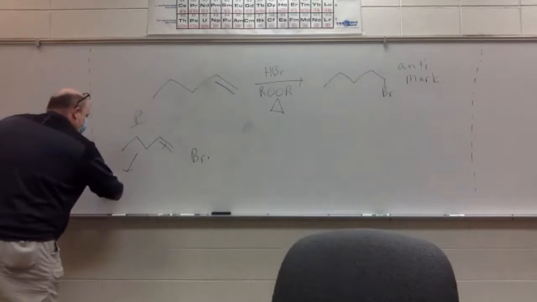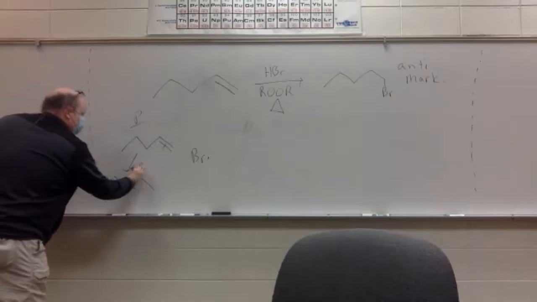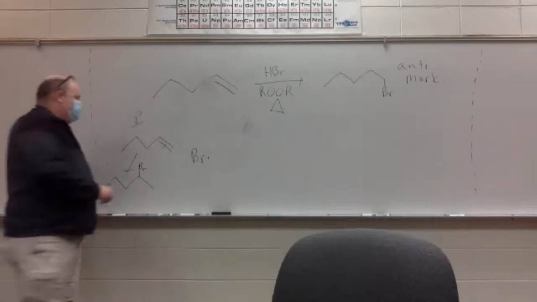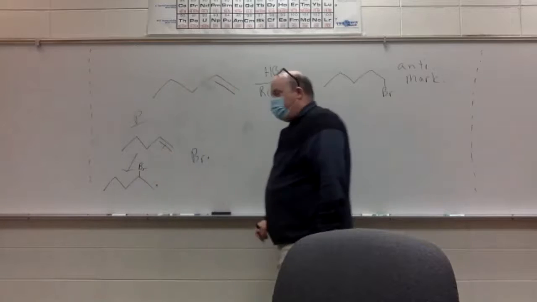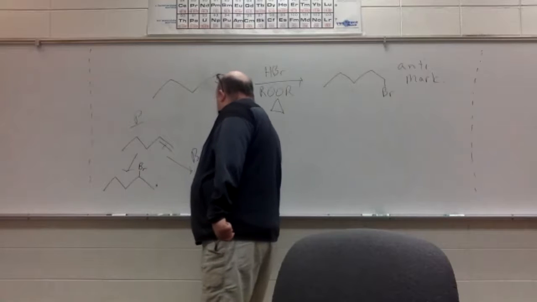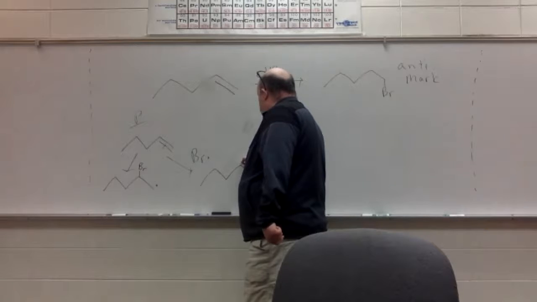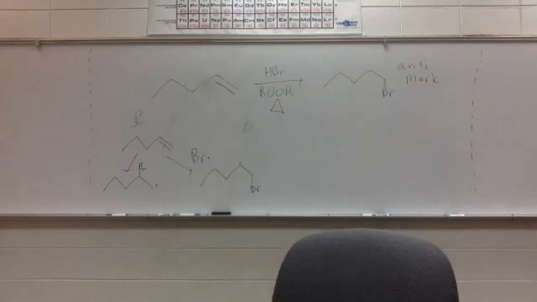You could do this, where the Br radical would attach itself with this electron over here, and then leave a radical on that carbon. Or you could go the other way. Attach it on the very end and leave a radical on that carbon. Those are your two possibilities. They're not both going to happen though. Not in this case.